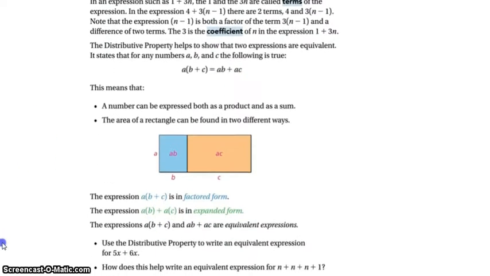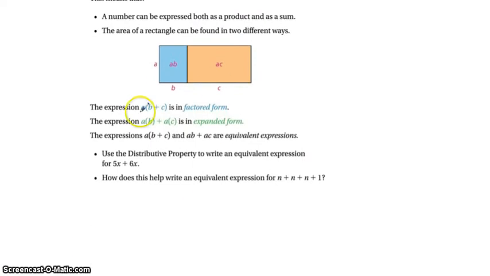So we are going to take a look at the expression of A times the quantity of B plus C, which would be the two side lengths here, is called factored form, and that when we have them out as A times B plus A times C, that is expanded form, and that both of these are equivalent expressions.